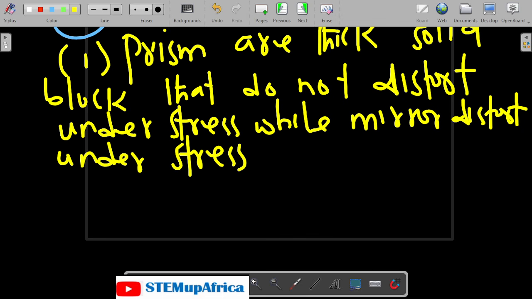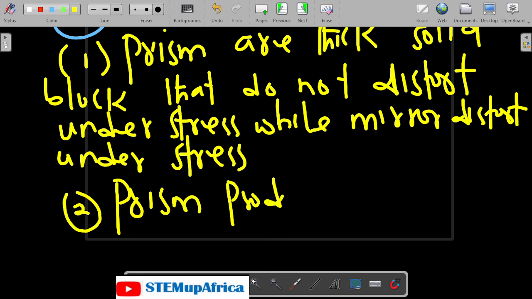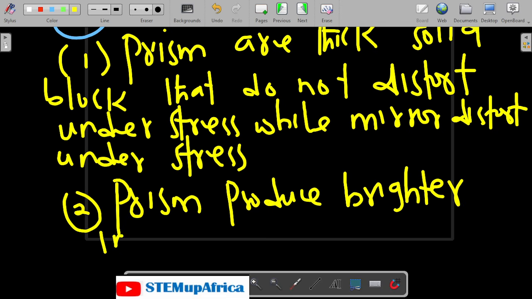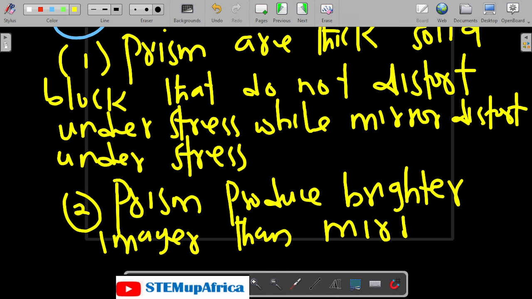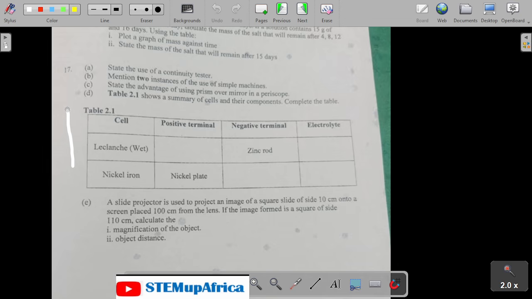Then 2, a prism produces brighter images than a mirror. So let's leave it as such. You can figure out another. It says state the advantage, just one, so you can pick any one.